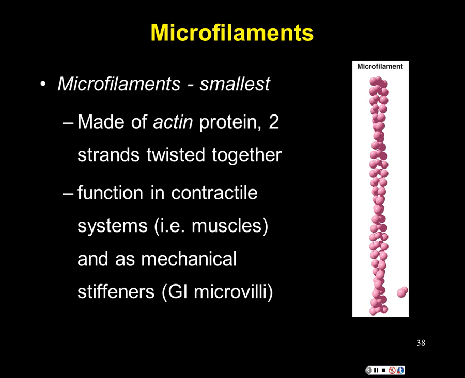And the protein that makes them is called actin. And you'll become most familiar with these when we get into the muscle component as well. These are contractile proteins. So we'll see these in our skeletal muscles, but also in the digestive system. These help support these things called microvilli, these little cell surface extensions.